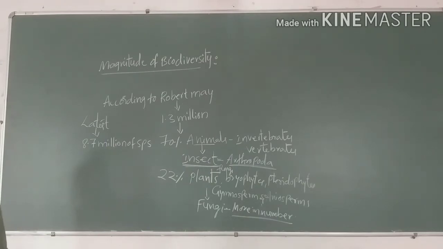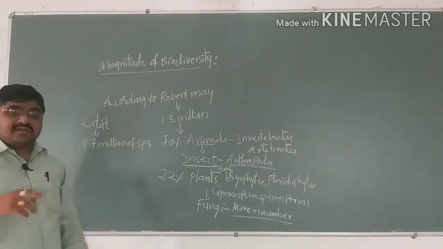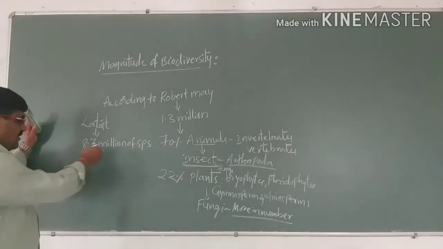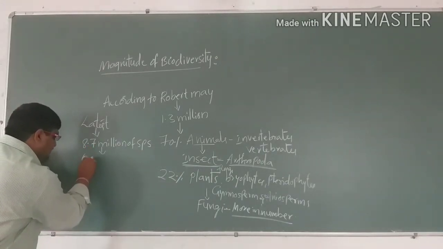According to Meyer, it showed that 1.3 million species were present, but the latest information shows that there are 8.7 million species present. Out of these 8.7 million species, 6.5 million species are found in landforms.